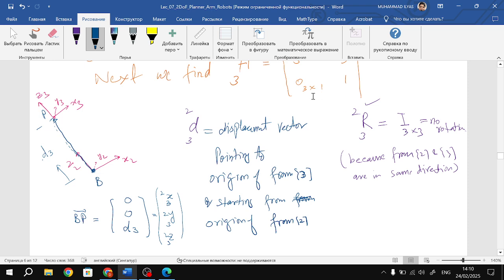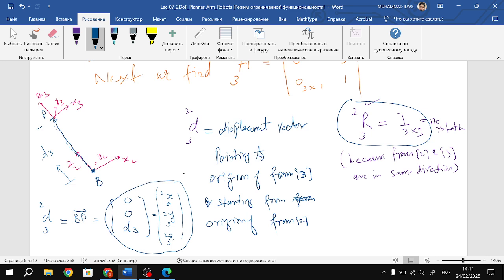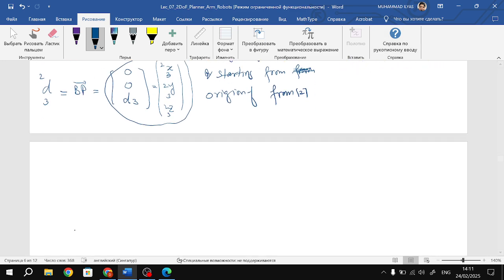So, this is the situation, right? We found our D3 to 2 vector, which is 0, 0, D3. Got it? This is our rotation matrix, which is identity. This is our displacement vector, which is 0, 0, D3. So, now we can build up the HTM 3 to 2.